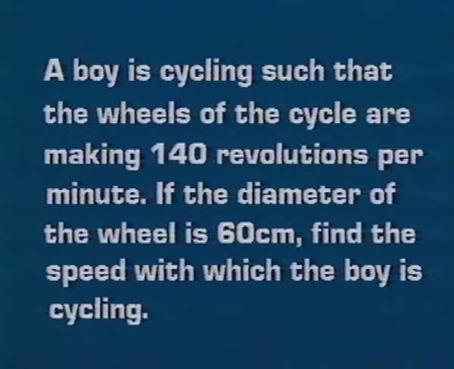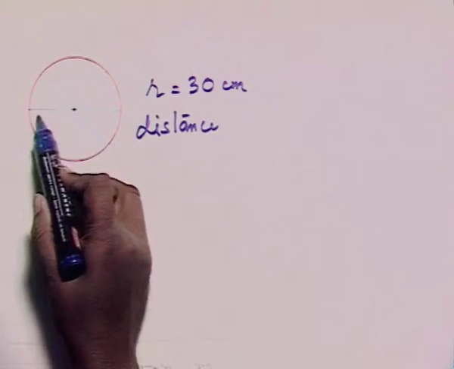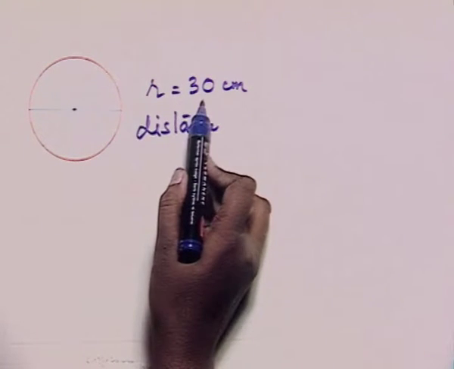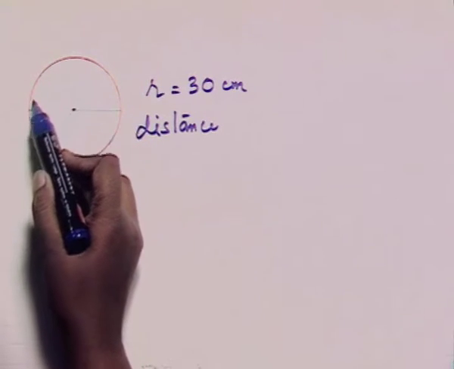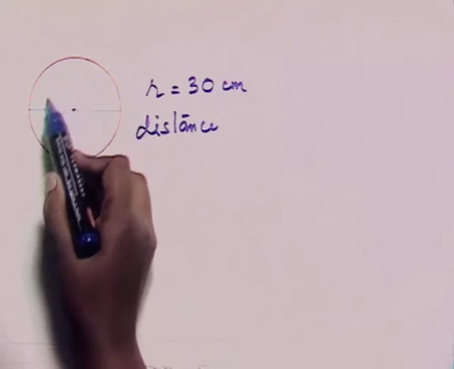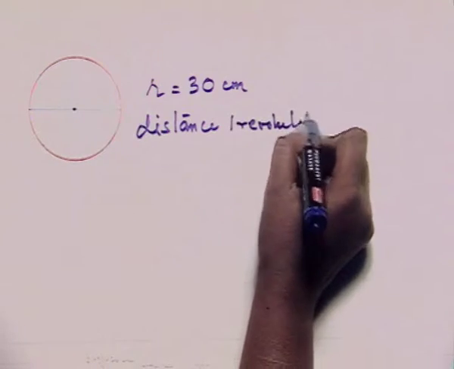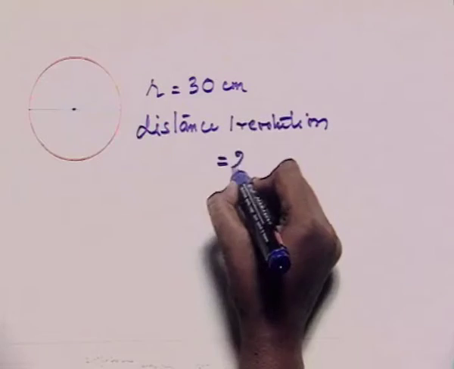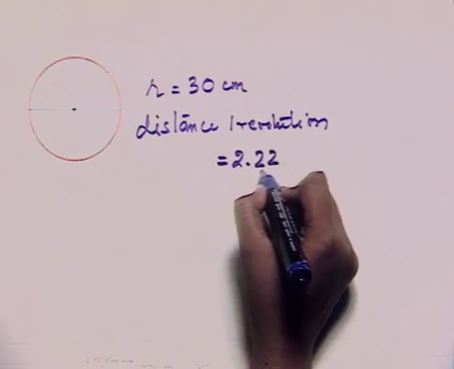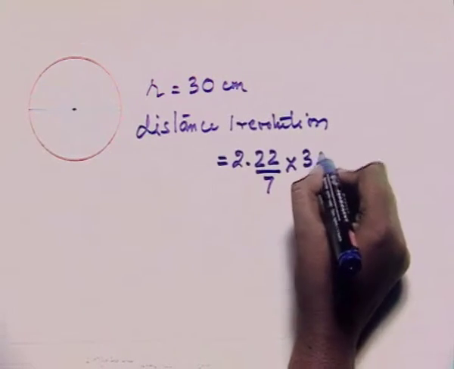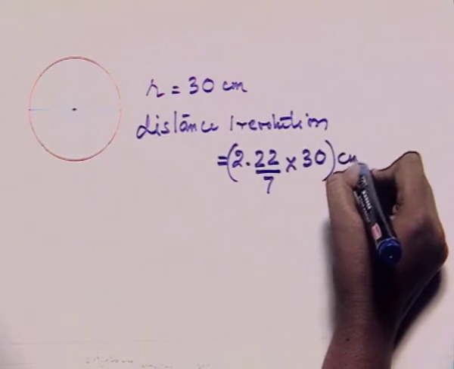The problem is, a boy is cycling such that the wheels of the cycle are making 140 revolutions per minute. If the diameter of the wheel is 60 centimeter, find the speed with which the boy is cycling. Suppose this is the wheel of the cycle. Since its diameter is given as 60 centimeter, its radius will be equal to 30 centimeter. The distance covered by the wheel in taking one revolution will be nothing but the circumference of the circle. So, the distance covered in one revolution will be equal to 2 pi r, so 2 times 22/7, taking pi as 22/7, into radius 30 centimeter. So, this is the distance covered by the wheel in one revolution.